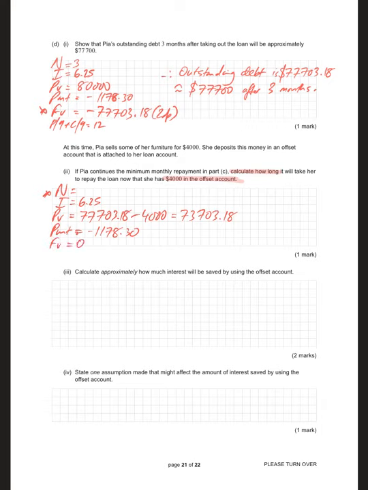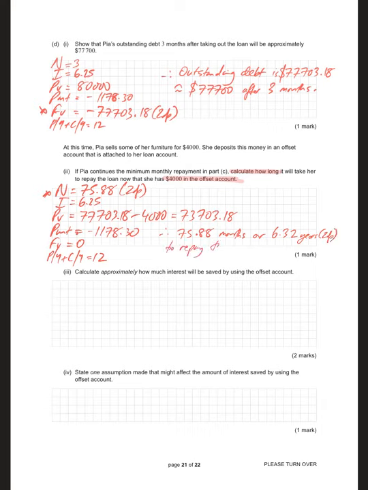She wants to owe nothing. PY and CY are both 12. Nothing. 77,703.18 minus 4 grand. Just to double check, 73,703.18, 6.25. Solving for N, N is going to be 75.88 to 2 decimal points. It just says how long, therefore 75.88 months, or just to cover my back, 75.88 divided by 12, or 6.32 years, to 2 decimal points.